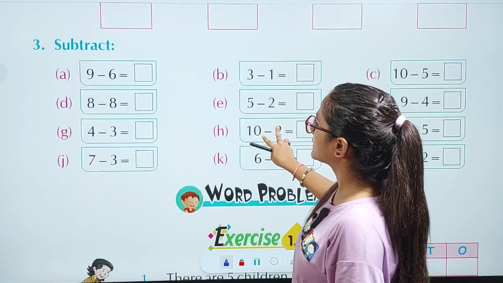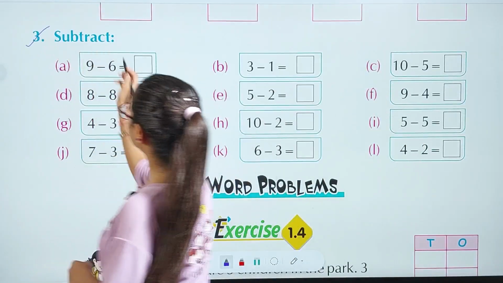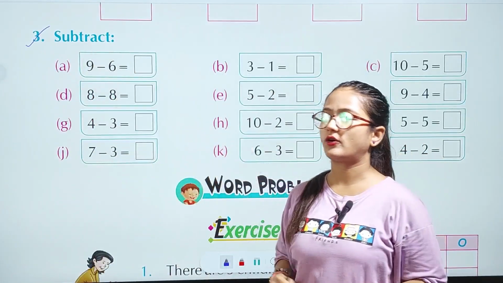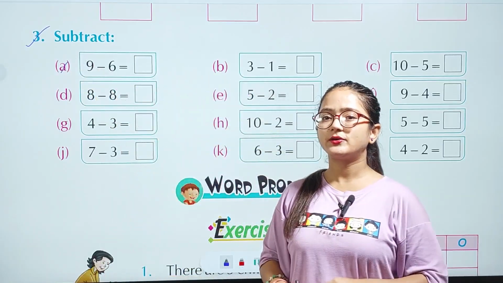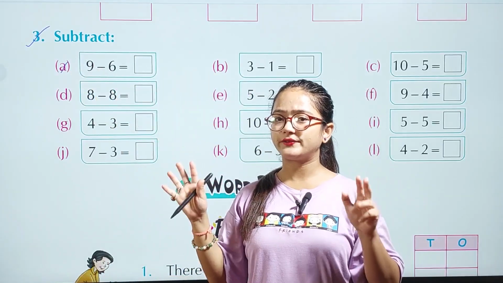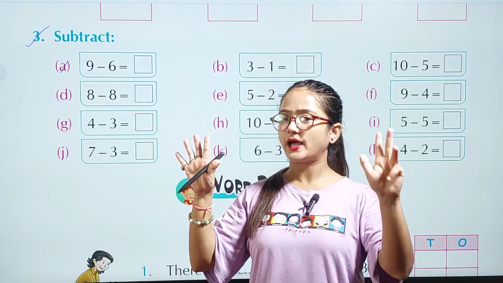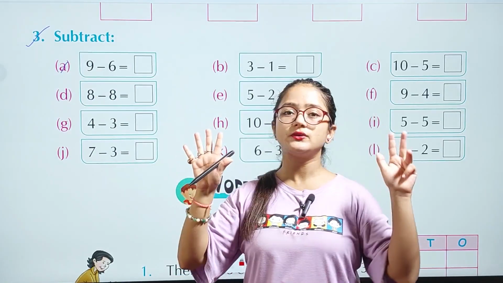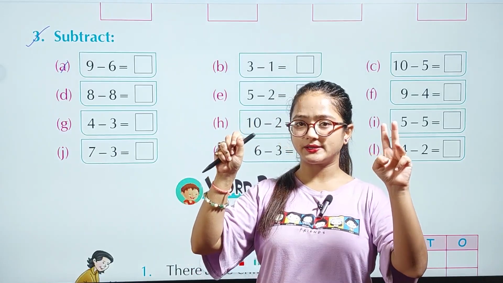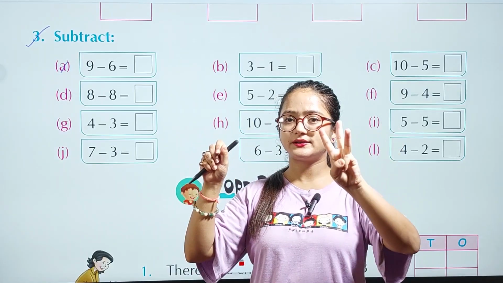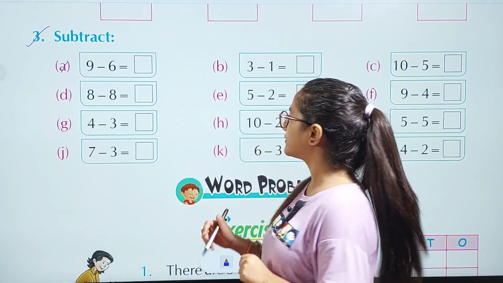Okay, students. Now the next question is to subtract in the horizontal form. As you can see in the first one, 9 minus 6 is given. So first take out your 9 fingers, 5, 6, 7, 8, 9 fingers. Then you have to close the 6 fingers. Then how many fingers are there? 1, 2, 3. So you have to write down 3 here.